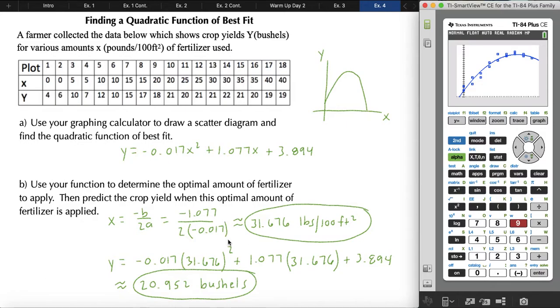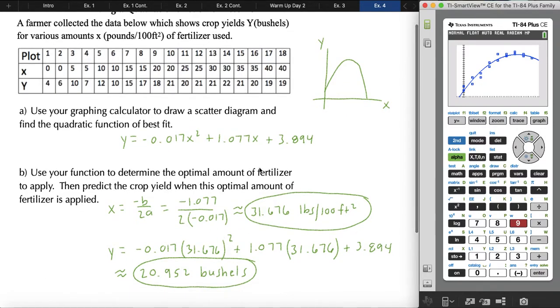Now in part B, we can use our equation to determine the optimal amount of fertilizer to apply and how much crop yield we would get with that amount of fertilizer. So we're talking about the vertex of the associated function. So I'll start with negative b over 2a. That yields just over 31.5 pounds per 100 square feet of fertilizer. Plug that number into my function for x, and that'll give you your crop yield. So just under 21 bushels is the maximum amount of crop yield I can expect for this particular data set.